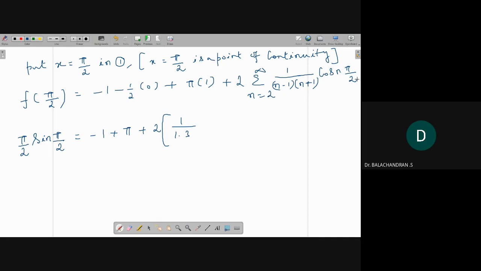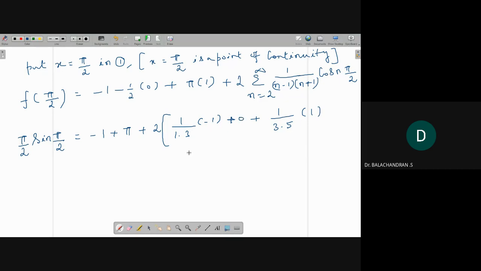Substitute n equal to 2: the 2 gets cancelled, cos pi is minus 1. N equal to 3: what is cos 3 pi by 2? 0. So n equal to 3 is over. Next n equal to 4: 1 by 3 into 5, into cos 2 pi, which is 1. N equal to 2, 3, 4 is over.